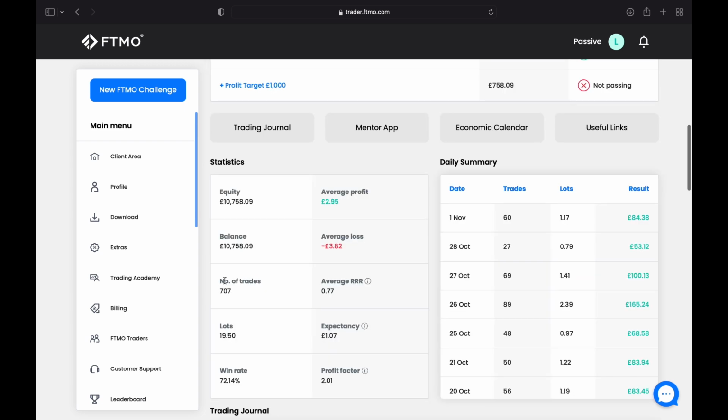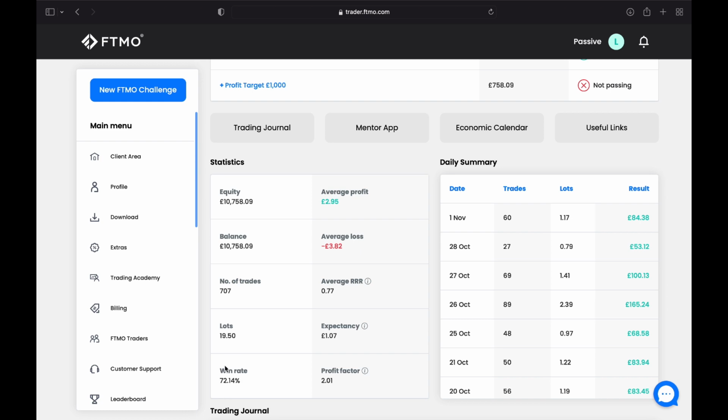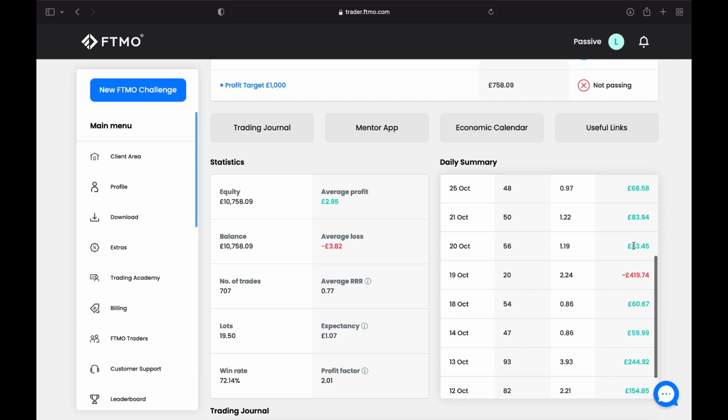You see the statistics, so 707 trades taken, risk to reward ratio of 0.77 and a win rate of 72.14%. And then you can see our daily summary on the right hand side there. As I say, we made really good progress with profitable days. And then the 19th is when we hit the equity protector. And then since then we have made some more progress.